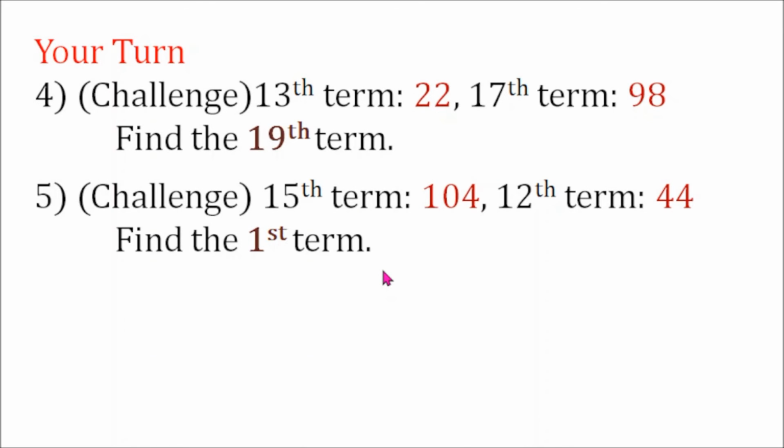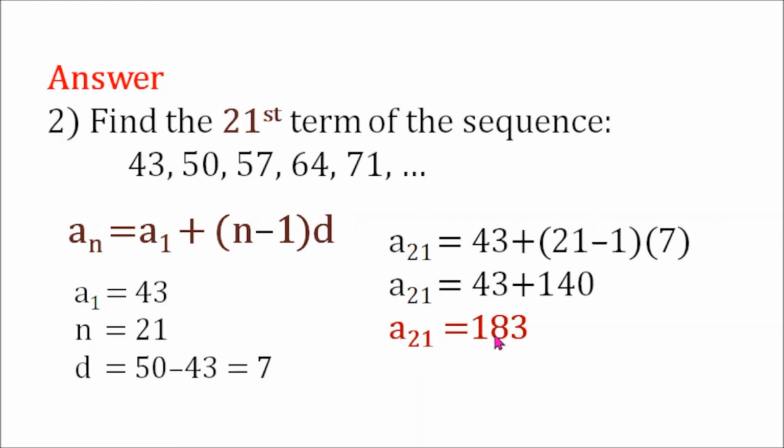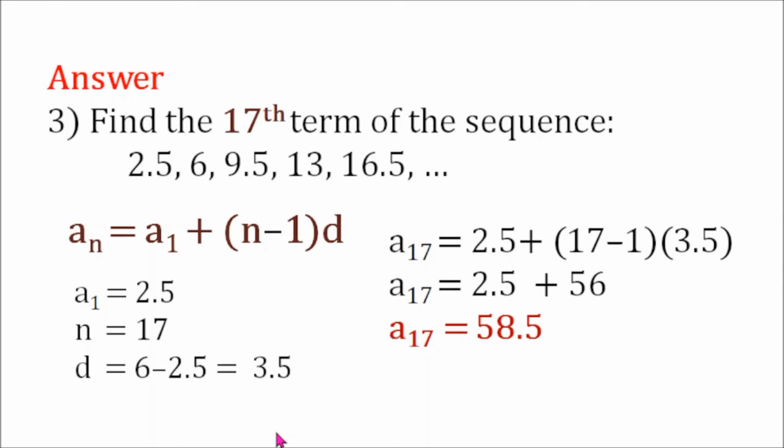Now I will show you the answer. For number 1, we have here the details of the solution. It's 46. So the 11th term is 46. For item number 2, the 21st term is 183, and we have here the details of our solution. For item number 3, the 17th term is 58.5, and these are the details of our solution.